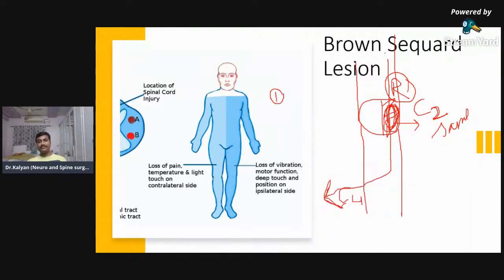So blue color will be dorsal column tracts. So where does the dorsal column decussate? The dorsal column decussates in the medulla. So I'm showing here. So the fibers are coming from the opposite side, decussating above, going on the same side and crossing. So the loss of vibration, touch, pressure is on the same side or opposite side?